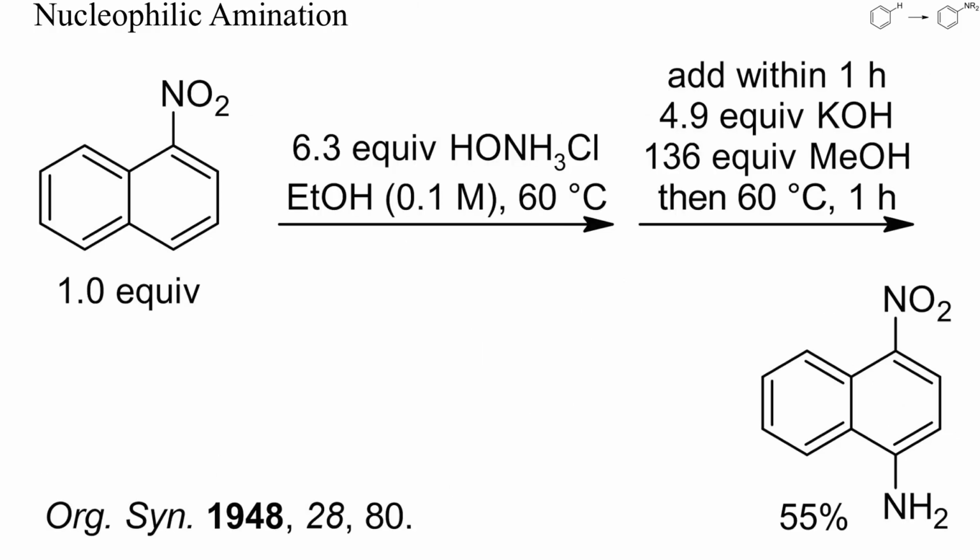Let's check some nucleophilic aminations. In this older organic synthesis procedure, 1-nitronaphthalene was converted into 4-amino-1-nitronaphthalene just by treatment with hydroxylamine hydrochloride. Naphthalenes are, however, exceptionally reactive, and these conditions are probably not directly applicable to simple nitrobenzenes.